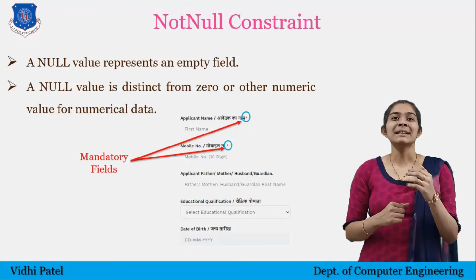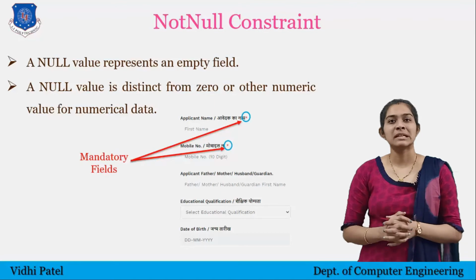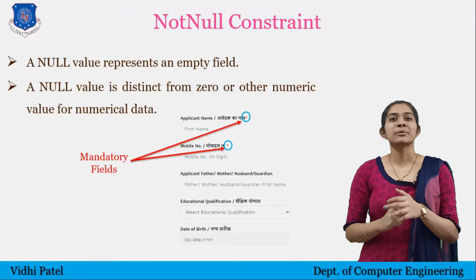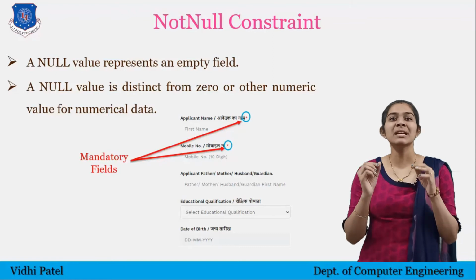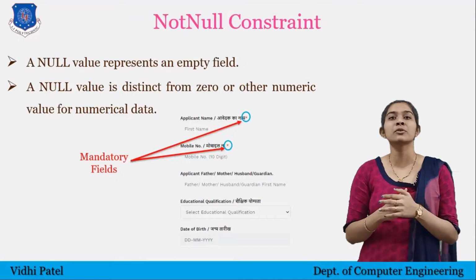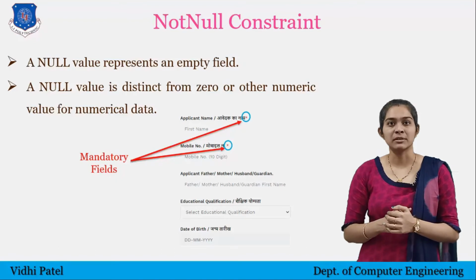Let's suppose I take an attribute class from a relation student. I have defined the class attribute as not null. It means whenever any student is added in relation student, then a class will be allocated to that particular student.